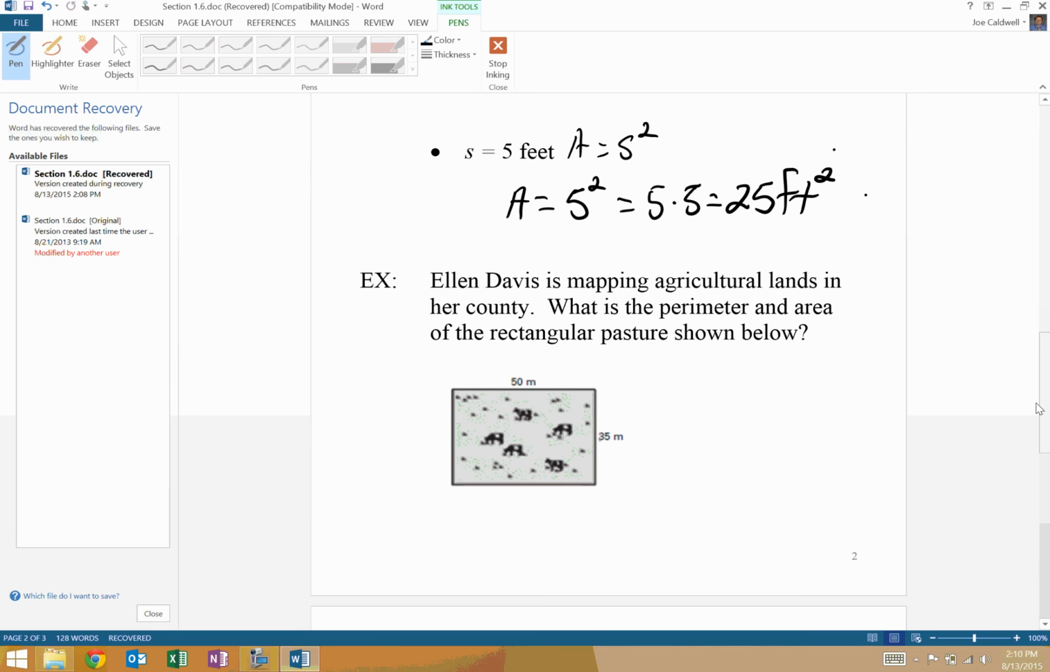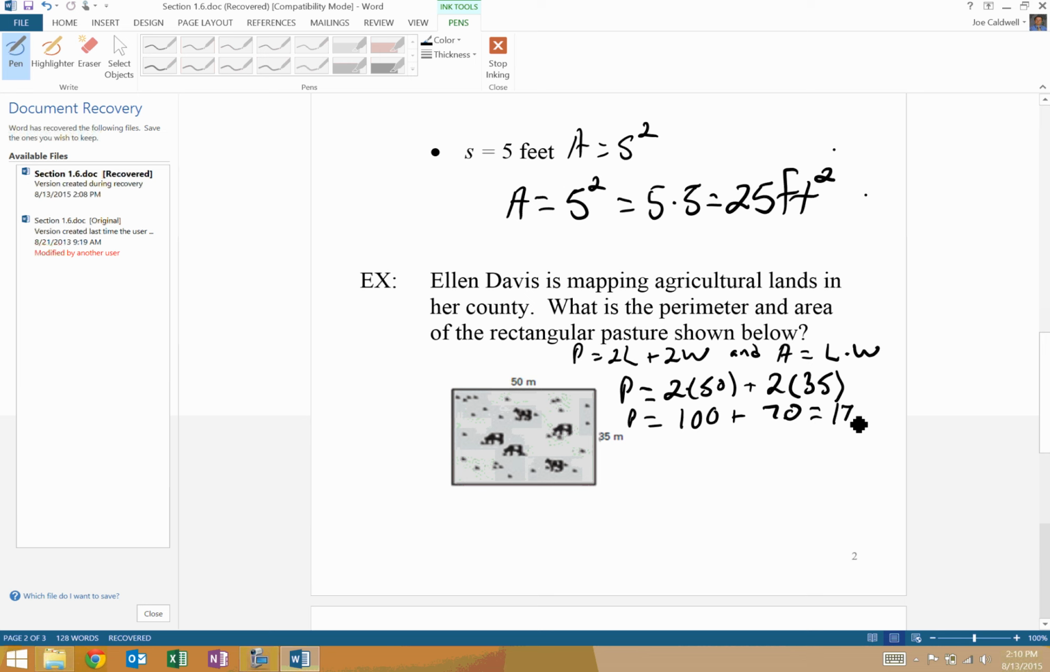Okay, so this next problem is asking us to do not only the perimeter, but the area also. So we need to keep in mind the perimeter formula, 2 times the length plus 2 times the width. And we need to keep in mind area equals length times width. Okay, so my first one, I'll go ahead and find the perimeter first. 2 times my length of 50, remember that means multiply, plus 2 times my width of 35. So let's kind of simplify that. So I'm going to have 2 times 50 is 100, plus 2 times 35, 70.